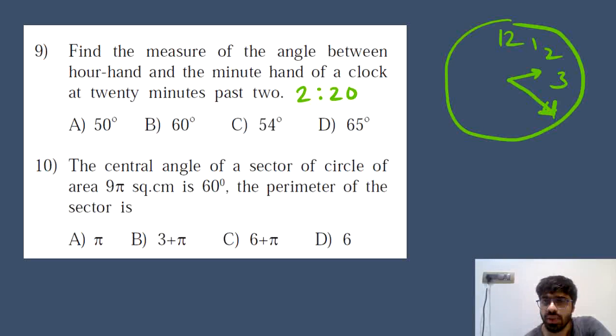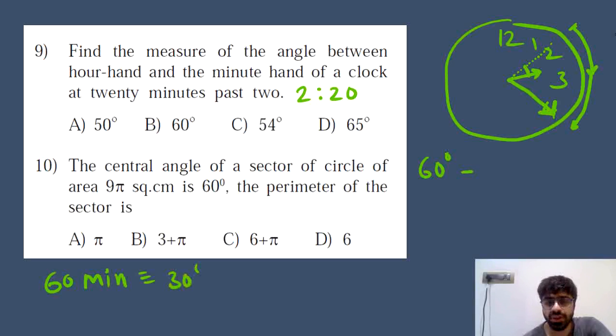3. The entire angle, if we take from 2 to 3 and then 3 to 4: 2 to 3 it will be 30 degrees, 3 to 4 it will be another 30 degrees, and that is why the angle between 2 to 4 is a total of 60 degrees. From that we need to subtract this tiny angle here, and that tiny angle, how do we find it? In 60 minutes, the hour hand traces an angle of 30 degrees.